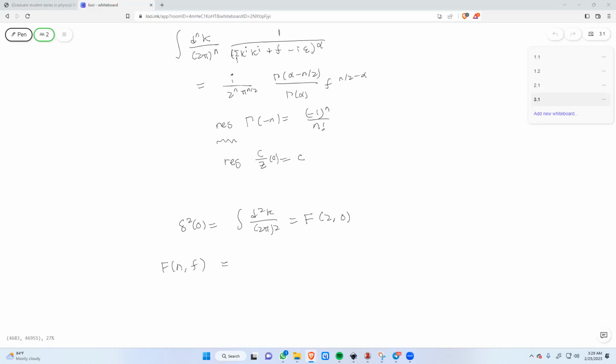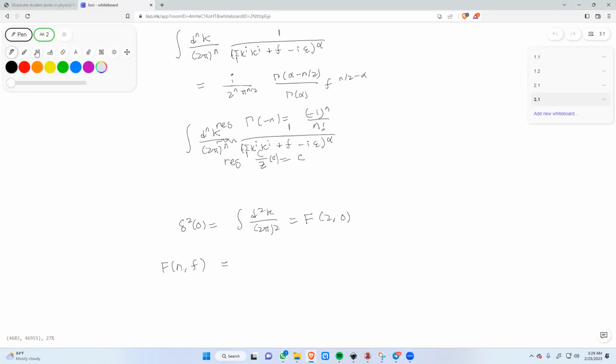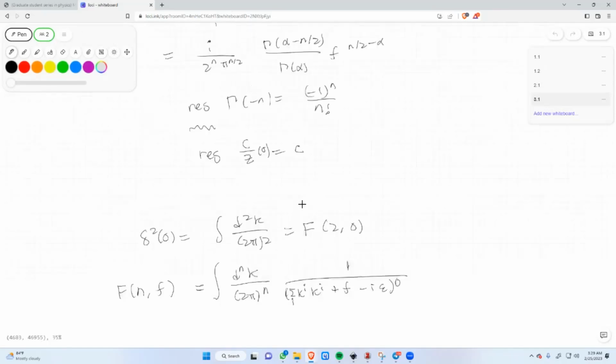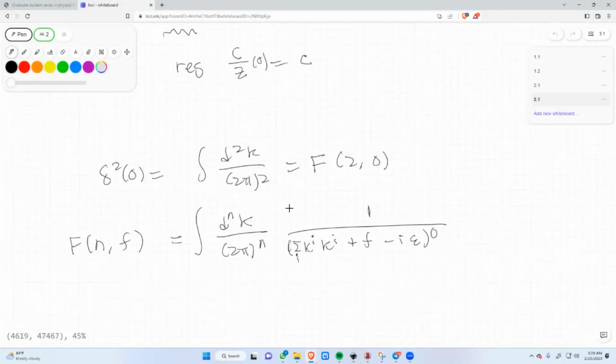It does have copy paste. Copy. Paste. Why doesn't it paste where I want it to? Okay, here we go. So this is just this. But alpha is now 0. Okay, and we're gonna write.